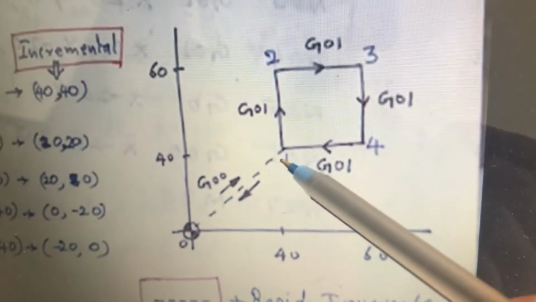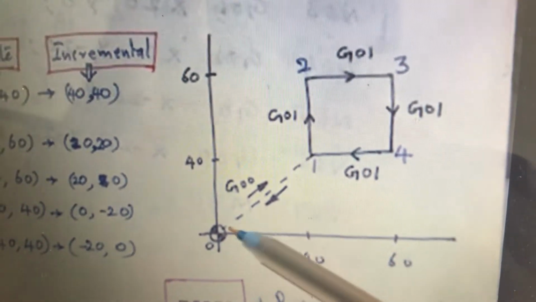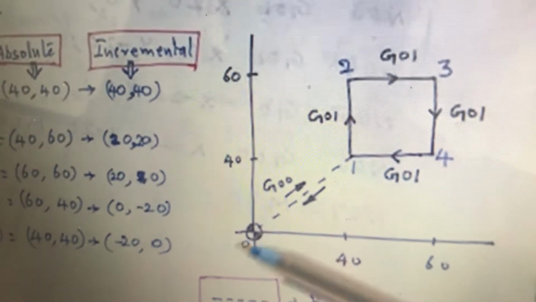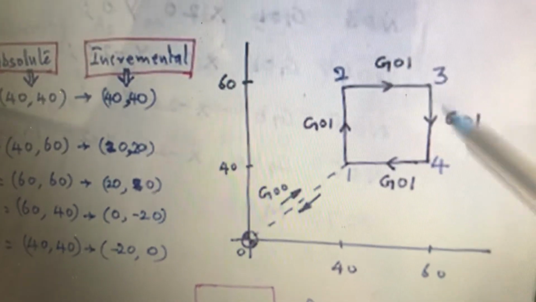So finally we are here, and then finally you say go to this point. That is a home position, that's different. So this is the tool path.